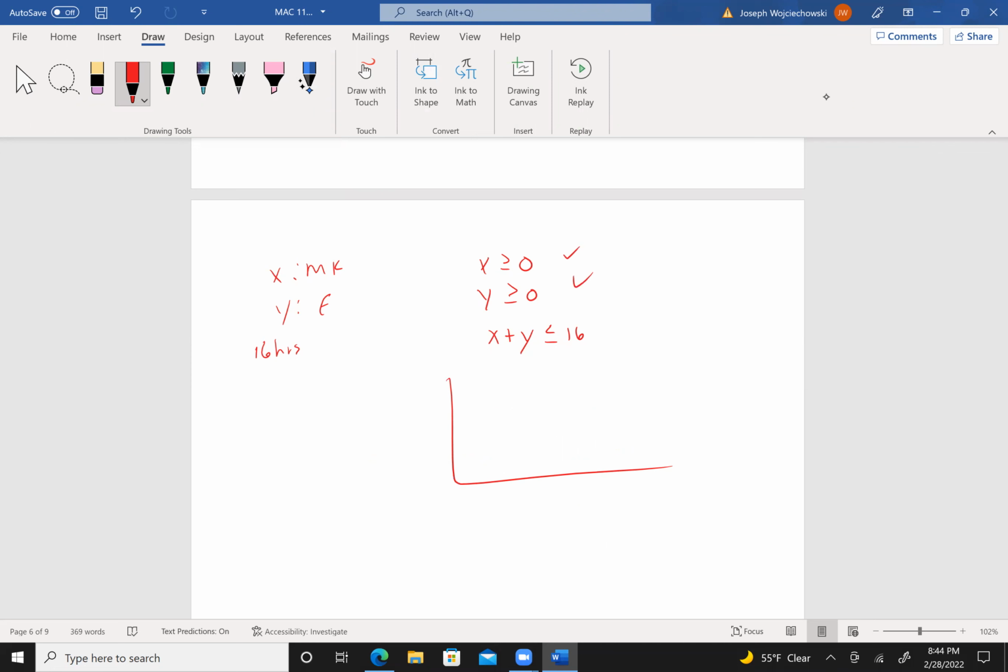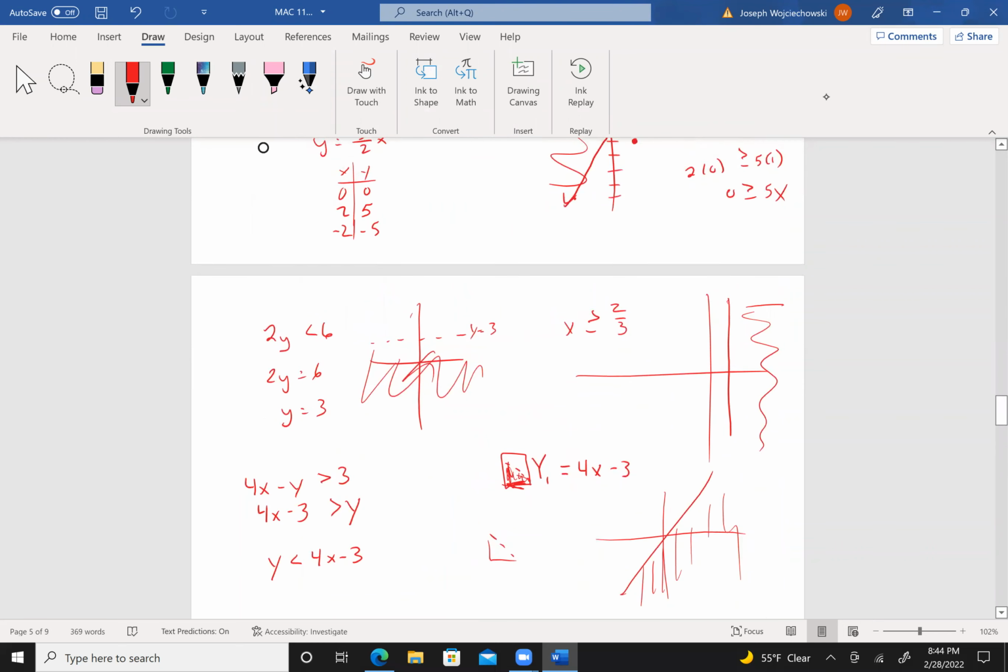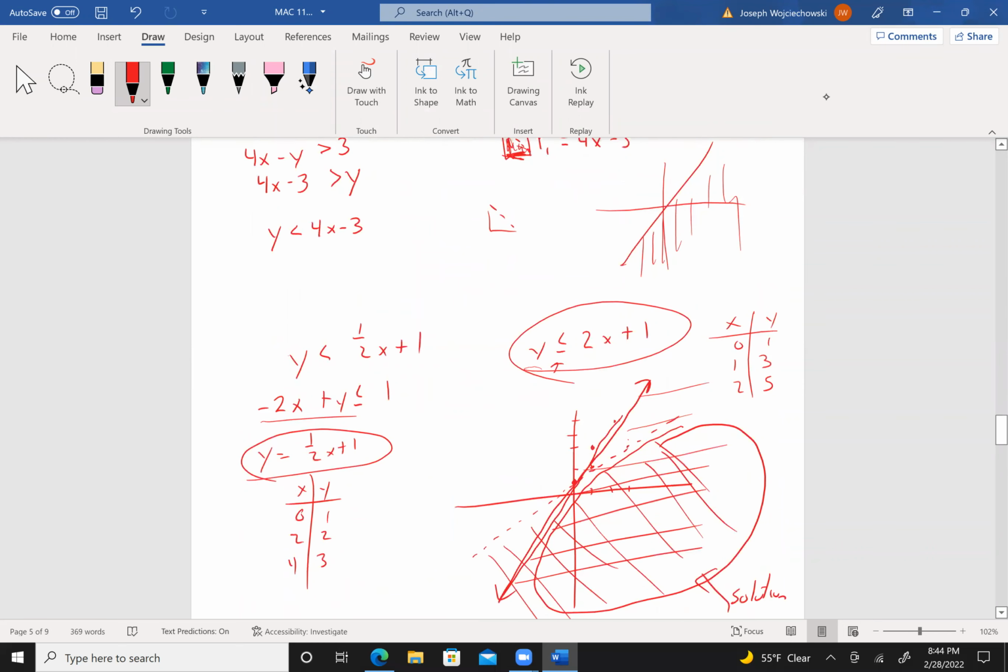So now when x is 0, y is 16, and when y is 0, x is 16. And basically this is our line, and this is our area. Again, this is an introduction. If you go to pre-calculus algebra, you'll do a little bit more of that. So let's go back to this here.